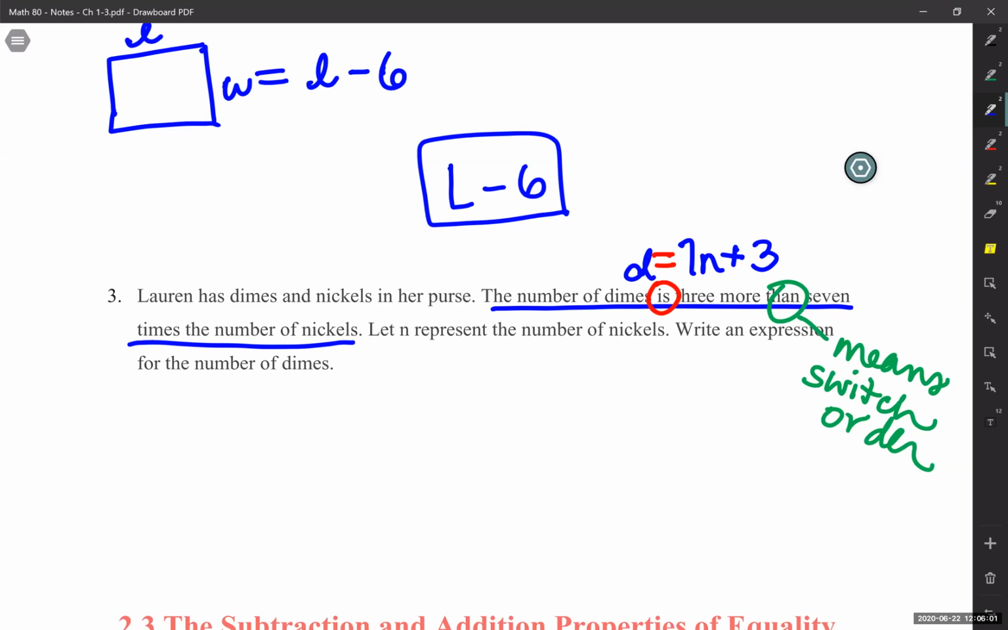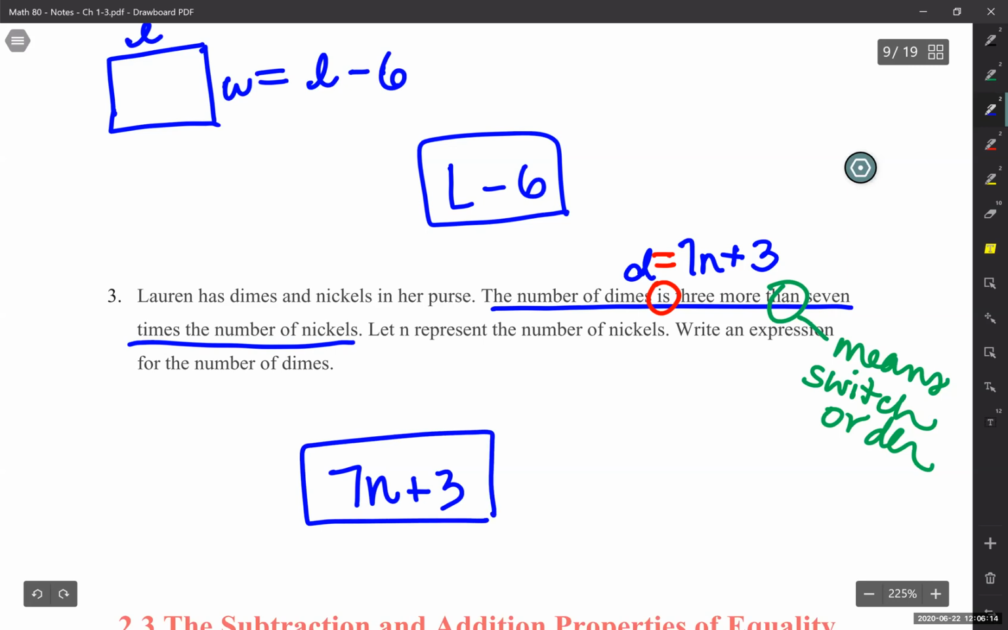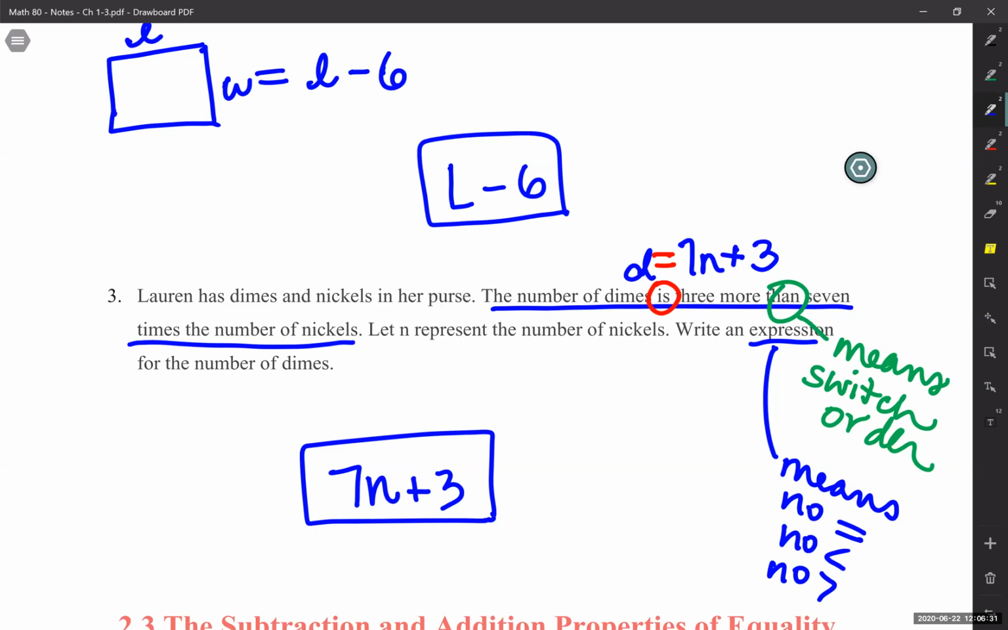So it says let lowercase n represent the number of nickels, write an expression for the number of dimes. So on the homework, you would type in 7n plus 3. You would not type in the D equals because it says expression. Expression means no equal sign, no less than sign, no greater than sign. It just means pluses and minuses. That's all. All right, so I think we are good on that section.